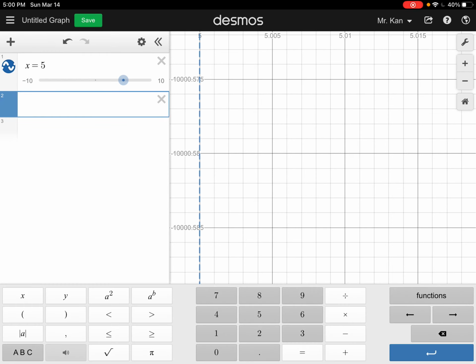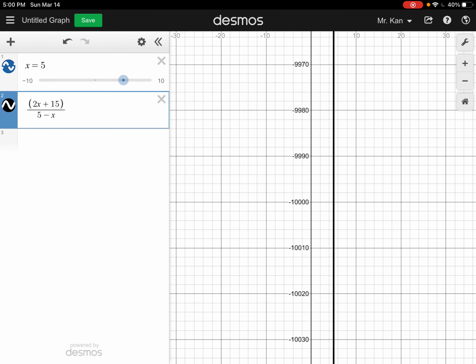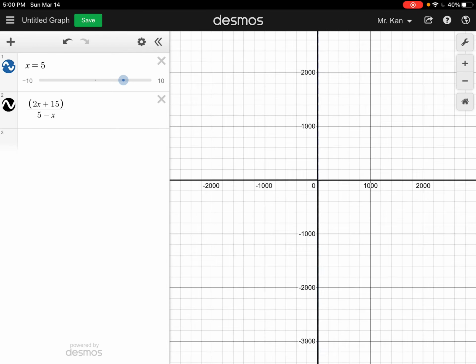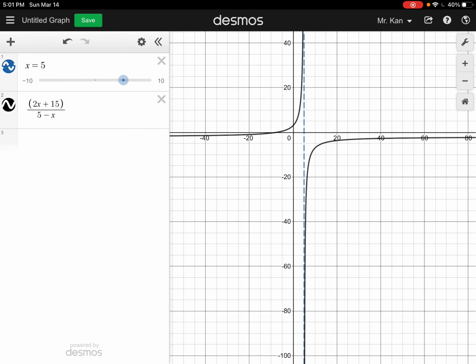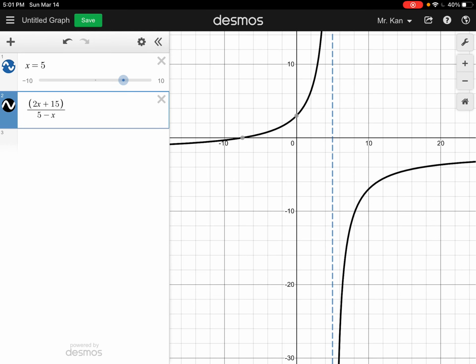Oh, I erased it. Let's put it back. Let's say y equals 2x plus 15 divided by 5 minus x, I think was our curve. Now our curve is in black. And here's our curve, in black. Again, you can see the x and y intercepts here.